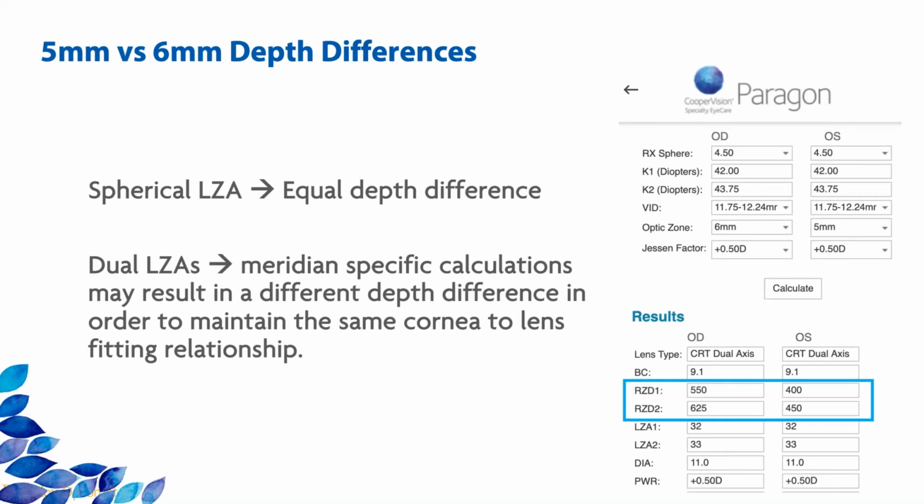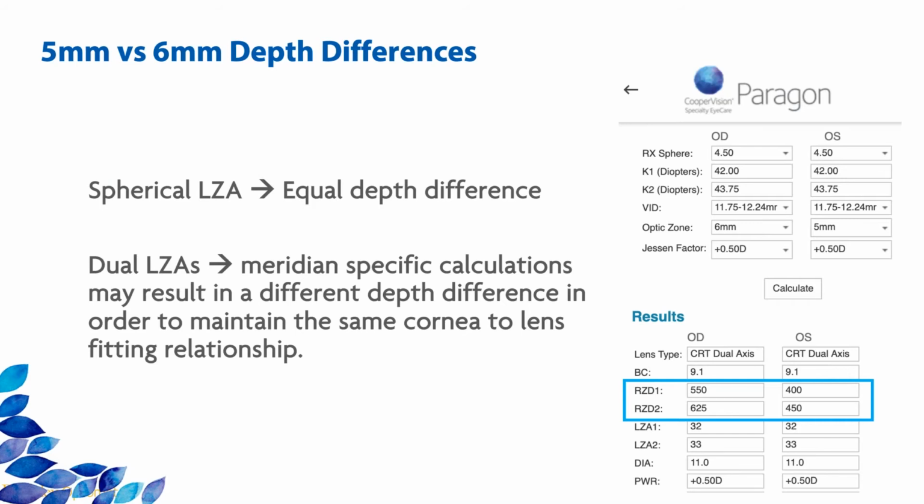And another common question, especially if you're someone who is used to fitting CRT dual axis lenses, is why would my RZD depth difference, or the difference between RZD1 and RZD2, potentially look different between the 6mm OZD design and the 5mm OZD design? If your 6mm lens design had a spherical LZA result, then the depth difference between the 5 and 6mm OZD will be the same. For example, if you had 100 RZD depth difference in the 6mm lens design, you should still see 100 micron depth difference in the 5mm lens design.